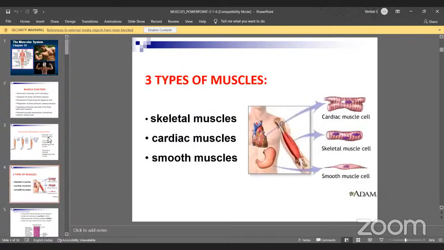Then the next one, types of muscles. Based on working mechanism and structure, physicians and scientists divide muscles into three parts: skeletal muscles, cardiac muscles, and smooth muscles. This is the cardiac muscle, this is the skeletal muscle, and this is the smooth muscle.